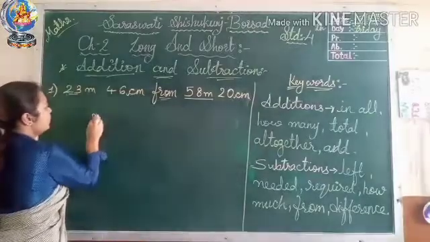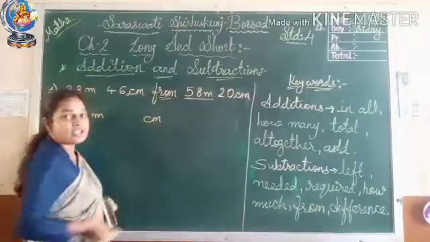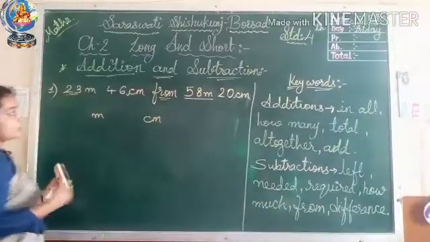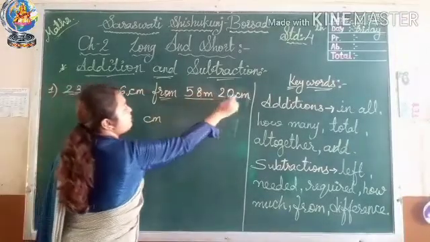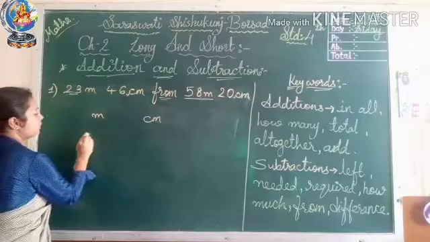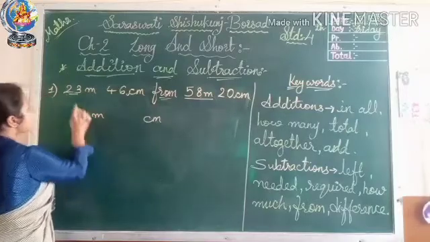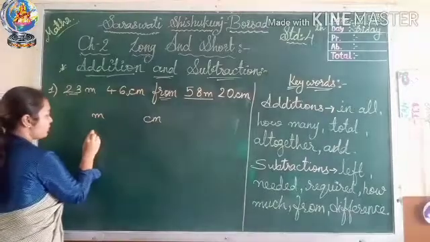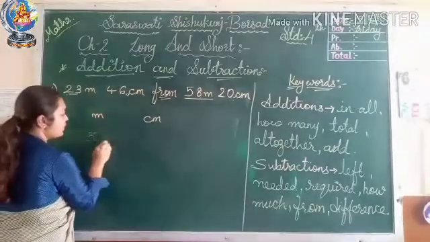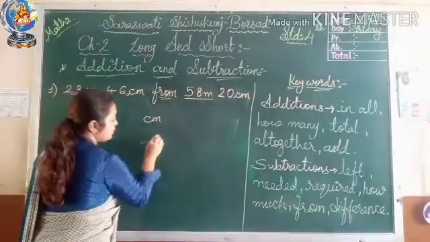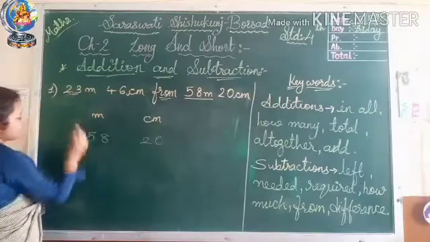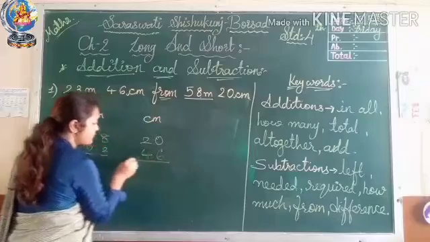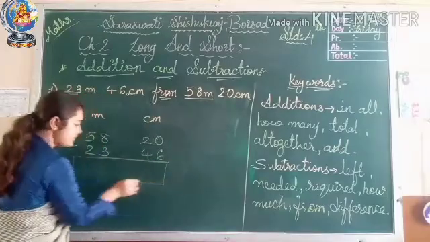So first of all, we will write it as we have written in the addition sums, with the units. Now you have to write 58 meter 20 centimeter first of all. Why? Because from this we have to subtract 23 meter and 46 centimeter. 58 20 minus 23 46. This is your sum.